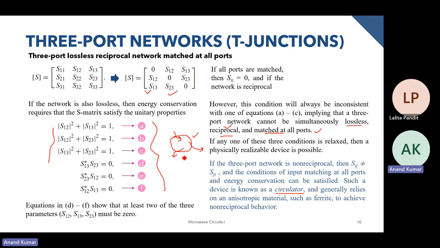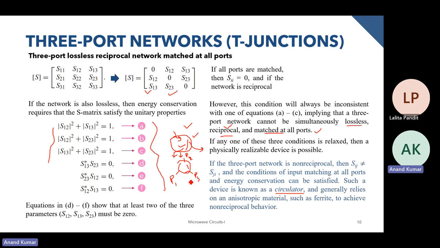For example, if you want a change in phase, or you want to isolate one of the ports, this is a circulator. One example would be that you have three ports. If some signal is sent to port 1 and you want it only to appear at port 2, but if you send a signal at port 2, you want it to appear only at port 3 and not at port 1.